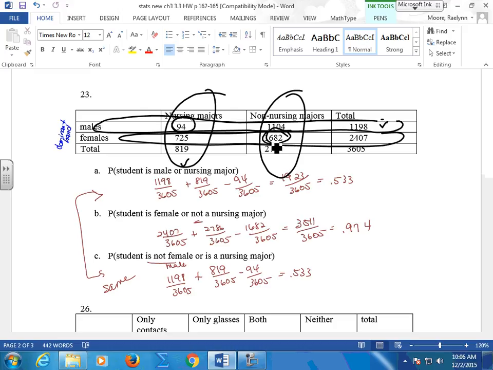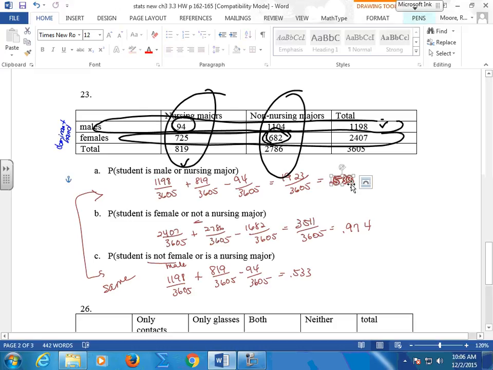A student who is not a female, well, if a student is not a female, what is it? A male. It's a male and a nursing major. Okay, so that's the same one as the first. You see how it's restated? It really doesn't make any sense to say not a female because there's only two options, male or female, but they kind of do the not statement to just throw you off all the time.